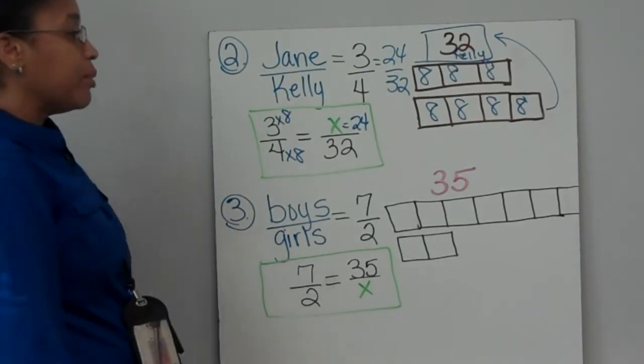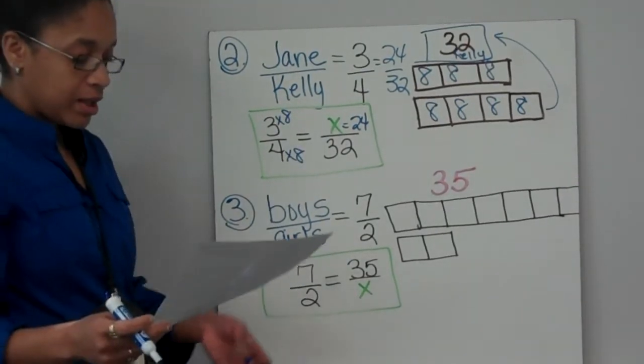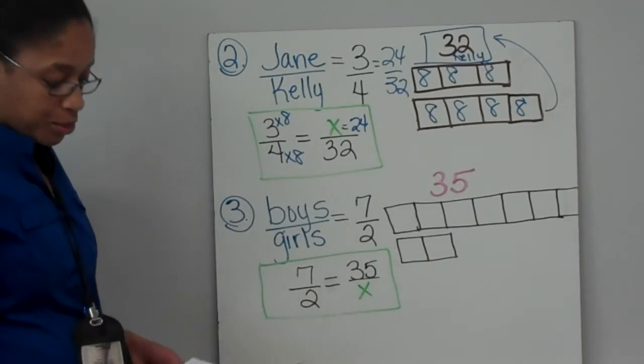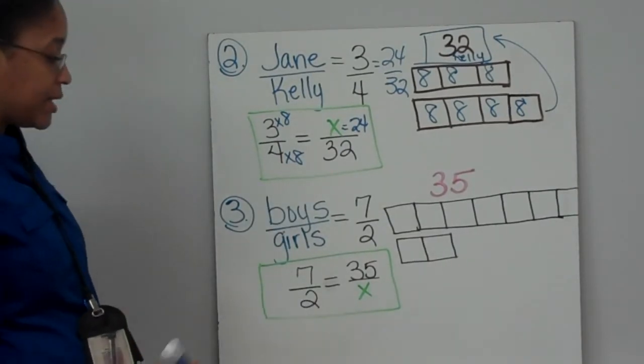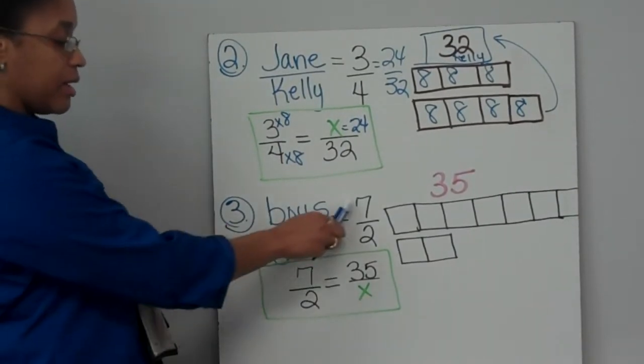The next example, the next problem, problem number 3, says the ratio of boys to girls who participated in the pie eating contest was 7 to 2. Boys to girls, 7 to 2.